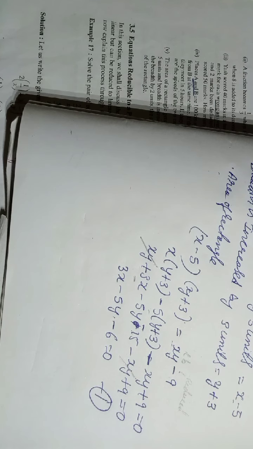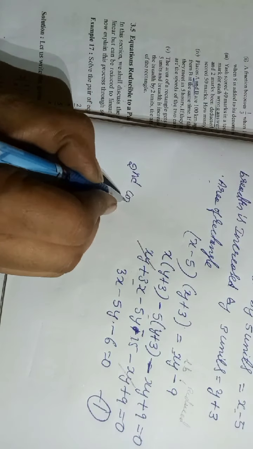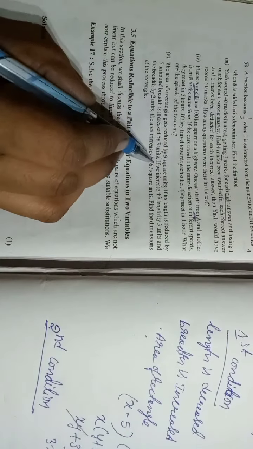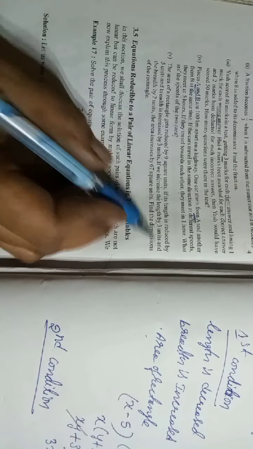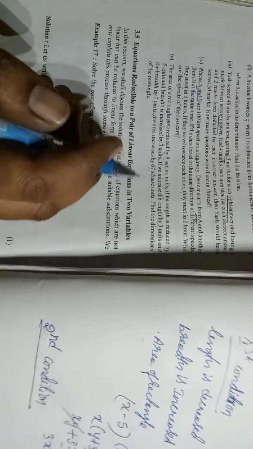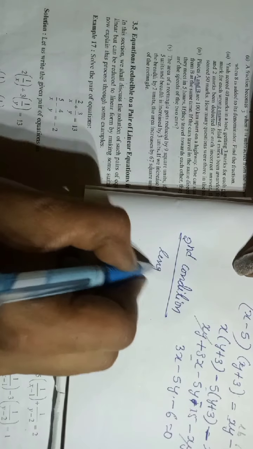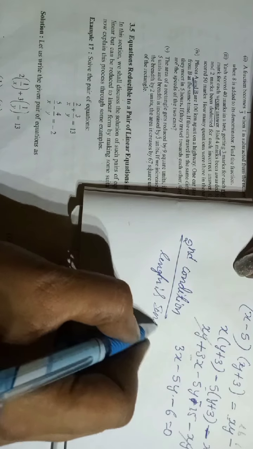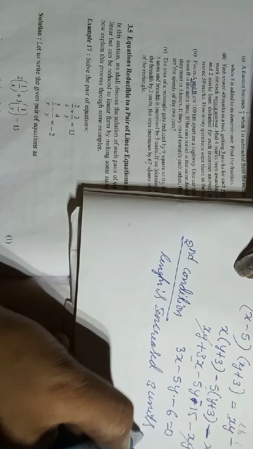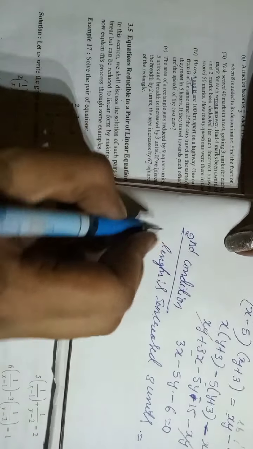In the same way, we have to go for the second condition. Here, what is given in the second condition? If the length is increased by 3 units and the breadth by 2 units, then the area increases by 67 square units. Okay, we need to calculate L. Length is increased by 3 units. 3 units increase means what? X plus 3. Right. Then the breadth is increased.